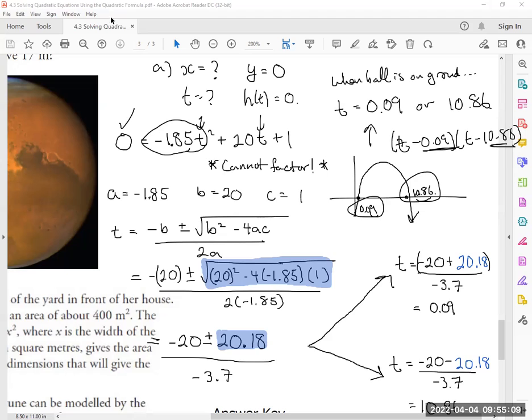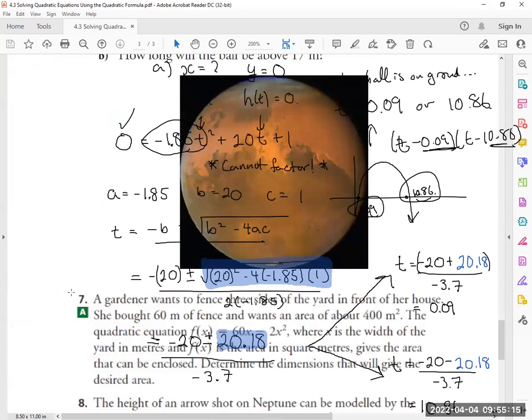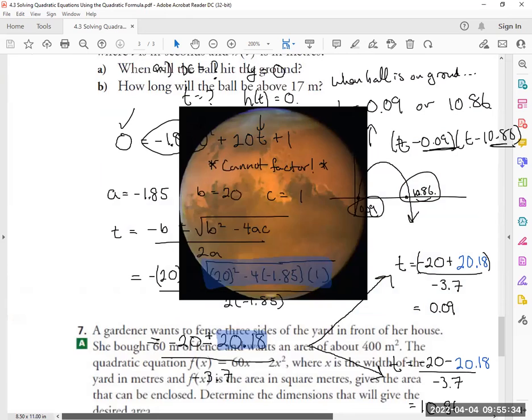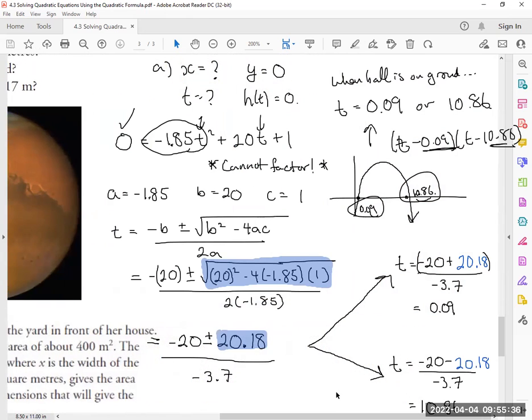I see some people copying and stuff, that's fine. I'm going to pause the video and ask people to attempt number 1B. Go back to the question. It says, how long will the ball be above 17 meters? So again, what are they looking for? And what do they give you in terms of X and Y? I'll leave this question up here and we will finish off today's lesson with that.